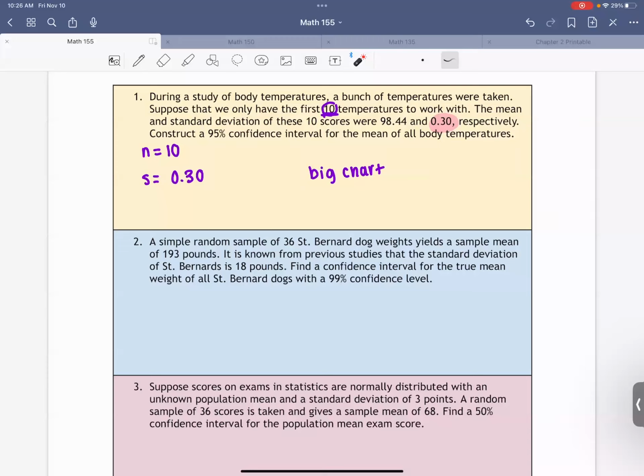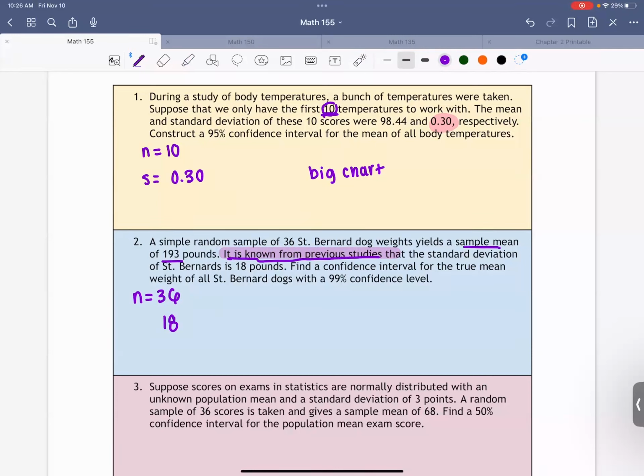So we have the simple random sample of 36 St. Bernard's dog weights, which is a very random question. I guess n is 36, okay? This random sample yields a sample mean of 193 pounds, so that's the sample mean. Then it says, it is known from previous studies that the standard deviation is 18. So in that sentence, we have this phrase, it is known from previous studies. Whenever you see that, that's the textbook way of saying that we're talking about the population now.